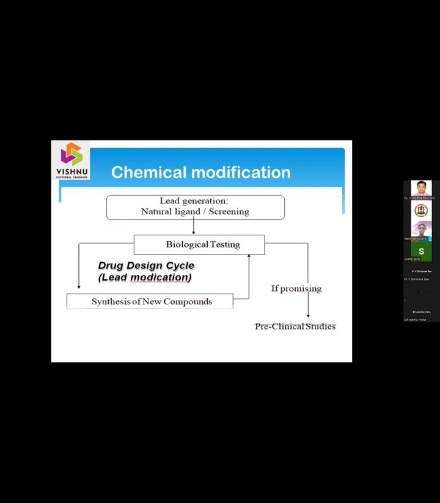Coming to chemical modifications, we have to know the lead generation. We have to identify the lead, which may be natural or obtained upon screening of the data. Next, we go for biological testing of the lead molecule. After biological testing, we can go for the drug design cycle, in which lead modification can be done with the synthesis of new compounds, like the SAR study, structure-activity relationships of the lead molecule. In the biological testing, if the lead molecule gets promising results, we can go for preclinical studies.